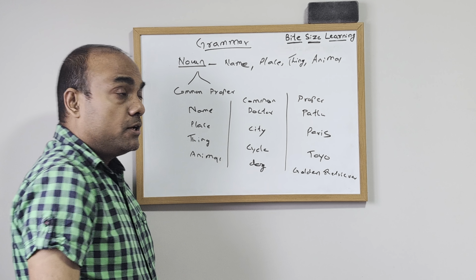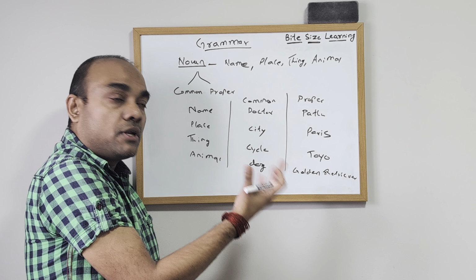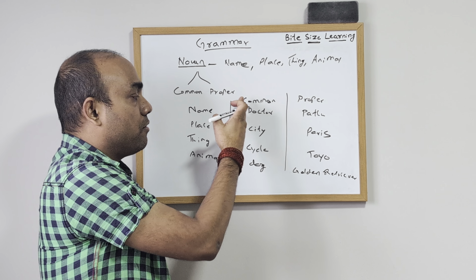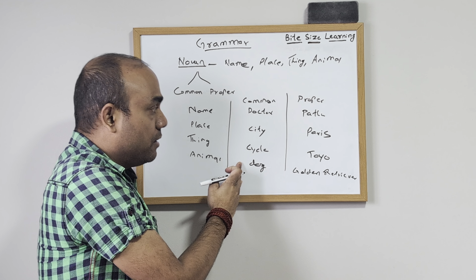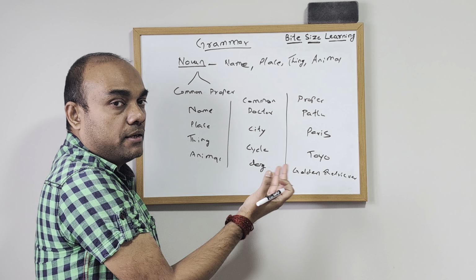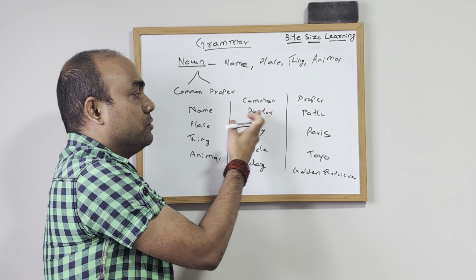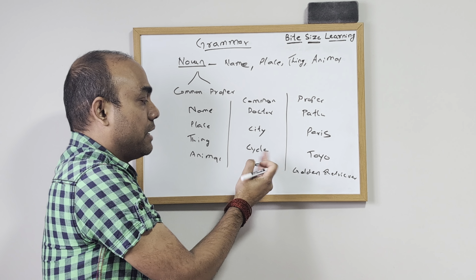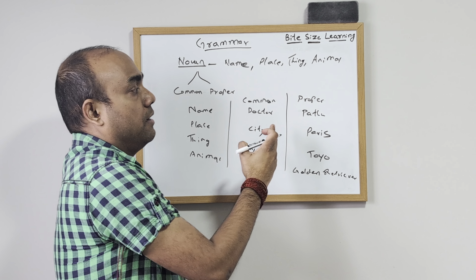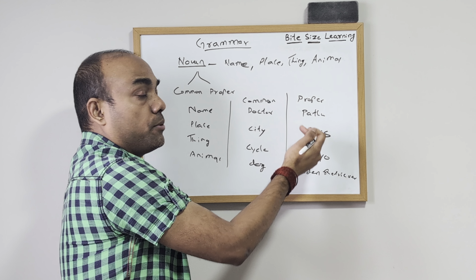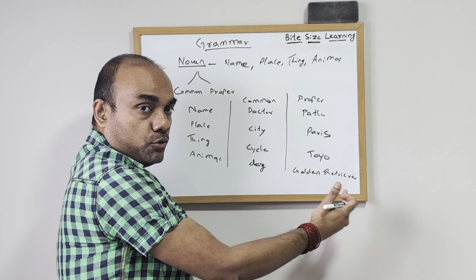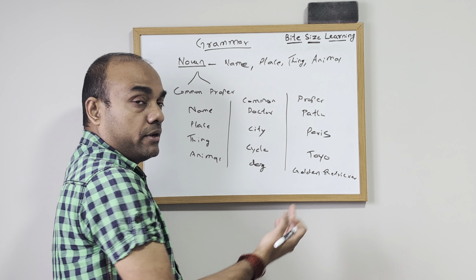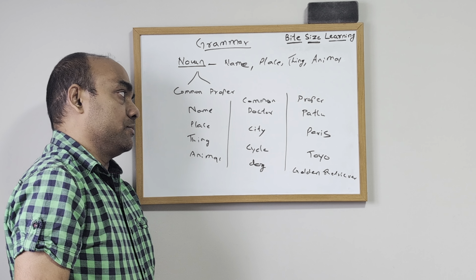All right. So now you understand how you classify a common and a proper noun. You have name, place, thing, or animal. If you are talking about something in general, a profession or somebody like that, you mention that as a common noun: doctor, city, cycle, dog, something like that. And if you are talking about something specific, like a name of those common nouns, then let's say Pattu, Paris, Toyo, and golden retriever. These are all proper nouns.